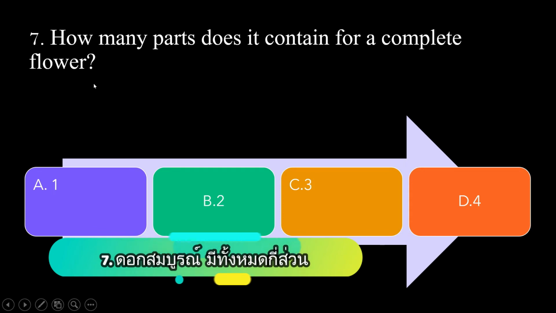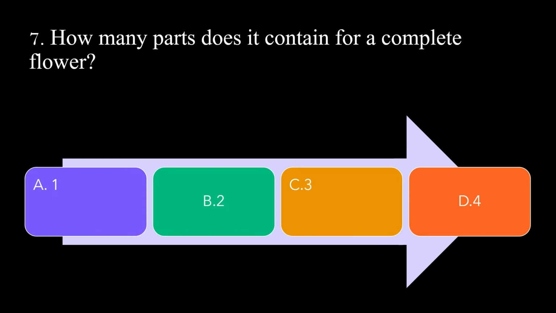7. How many parts does it contain for a complete flower? Okay, last time I let you answer in your book, and I also discussed the complete parts in a flower. So how many parts does it contain for a complete flower? A. 1, B. 2, C. 3, D. 4.